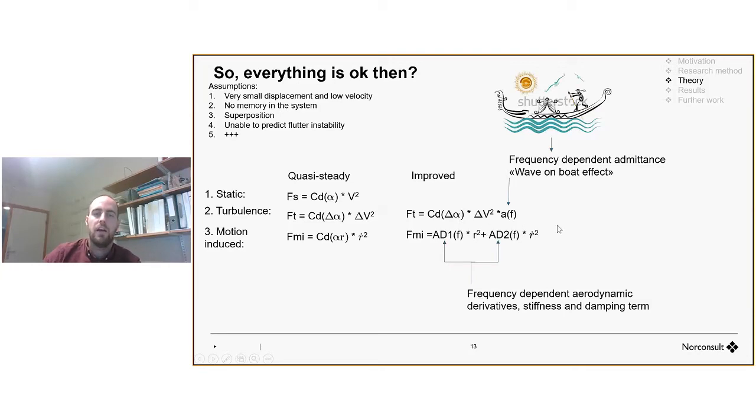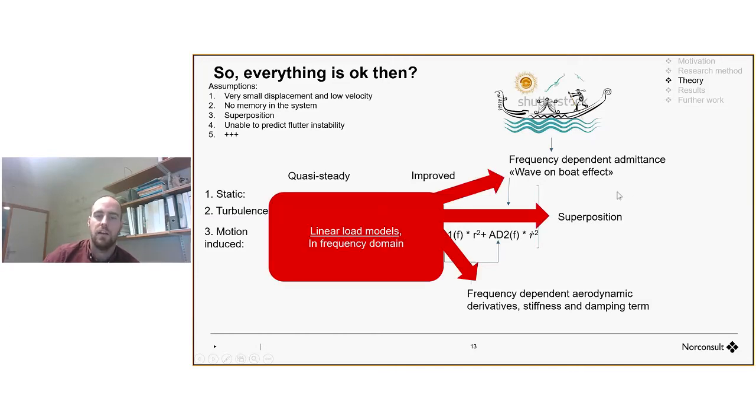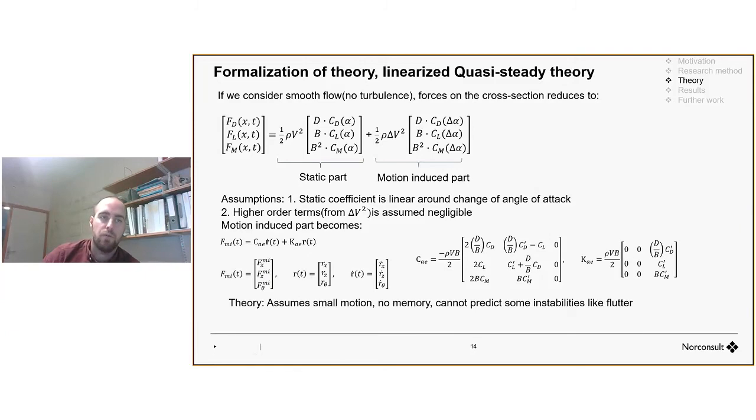So, but then you still add the three effects together, and it's still a linear load model, and it's all converted into frequency domain. Okay, so a bit of formalization of the theory, the linearized quasi-steady theory. If you consider smooth flow and we remove the turbulence part, we have two forces on the cross-section. You have the static part and you have the motion-induced part.